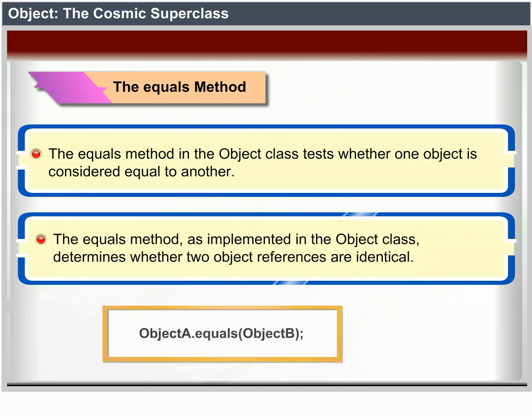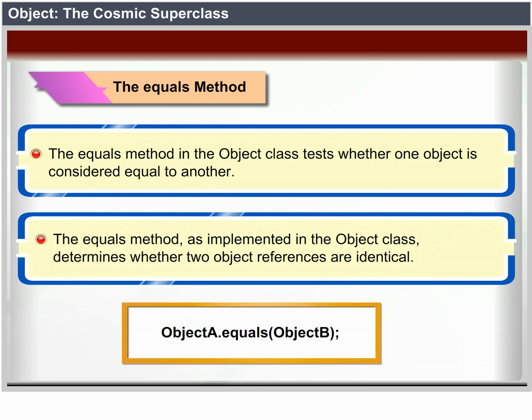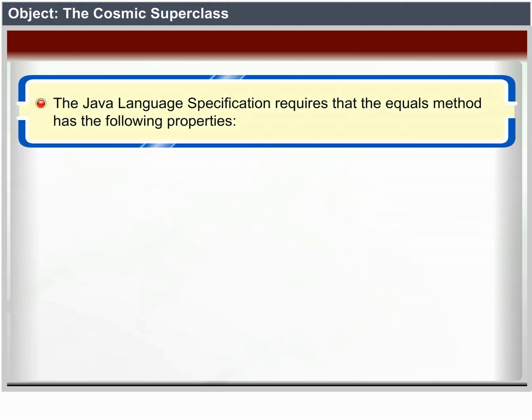The equals method, as implemented in the Object class, determines whether two object references are identical: a.equals(b). The Java language specification requires that the equals method has the following properties.